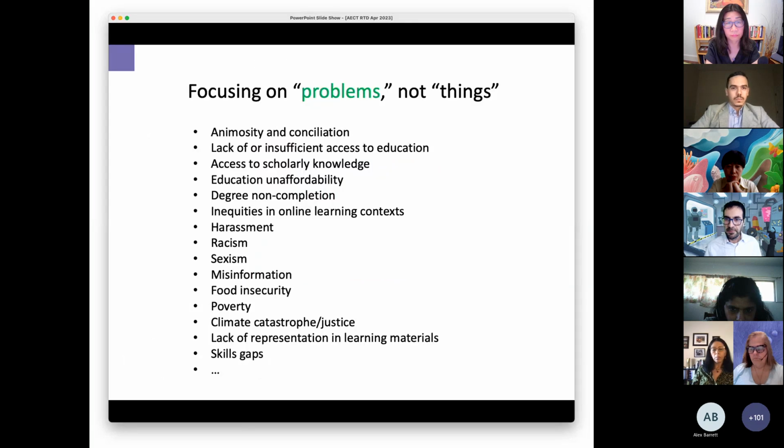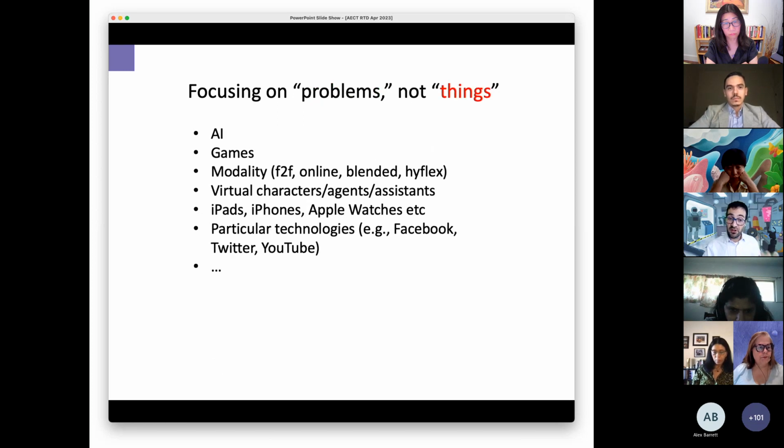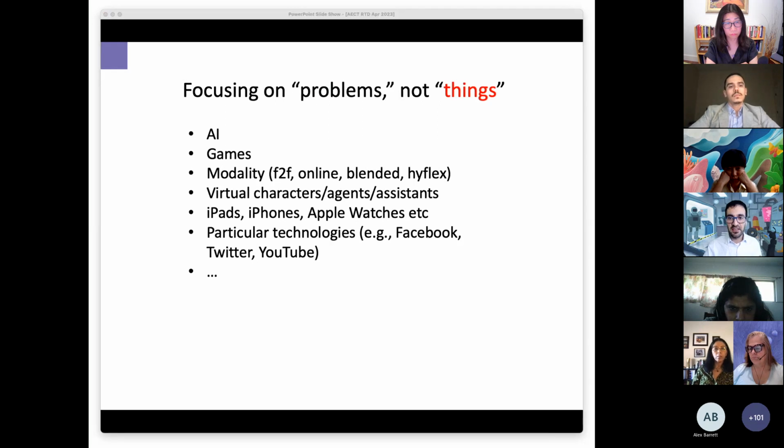So here's a list of examples of problems that aren't things. Things like animosity and conciliation, lack of access to education, access to scholarly knowledge, the unaffordability of education, attrition and degree non-completion, harassment, racism, sexism, all sorts of isms, poverty. These are the sorts of problems that Tom and colleagues are imagining. What are things? Things are tools like AI, games, modality, the idea that in person is better or worse than online, virtual characters, iPads, iPhones, anyway, pick a kind of technology. Those are the sorts of things that are imagined when we think of tools improving education.